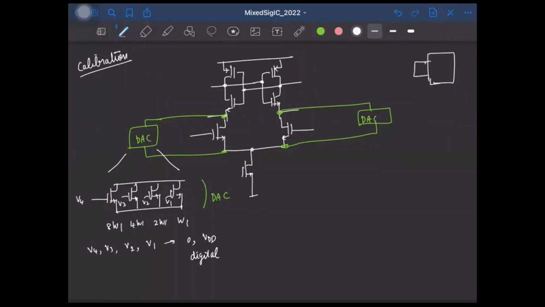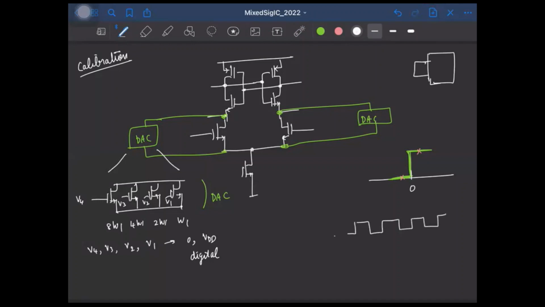Now, ideally, if the latch has 0 offset, its characteristic will look like this, where it will have a sudden jump at 0. So if the input is 0, the output can either be at 0 or VDD. But in practice, due to the presence of noise, it will toggle between these 2 values. Since the noise in practice has 0 mean, the output ideally will toggle between 0 and VDD.